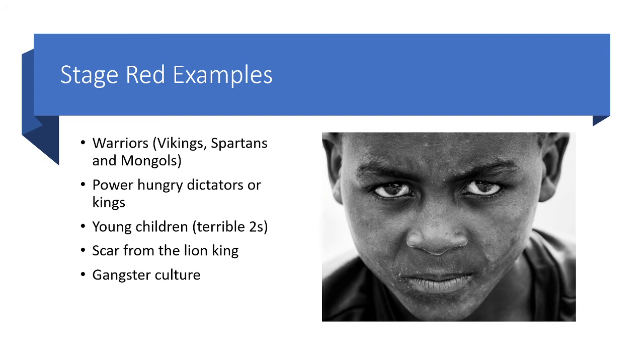Okay, let's go into some examples of stage red. First one I want to talk to is warriors. So the examples I've got here is Vikings is one. And think about the Vikings. They sailed from Scandinavia over to Europe. And what did they do? They'd raid and pillage.